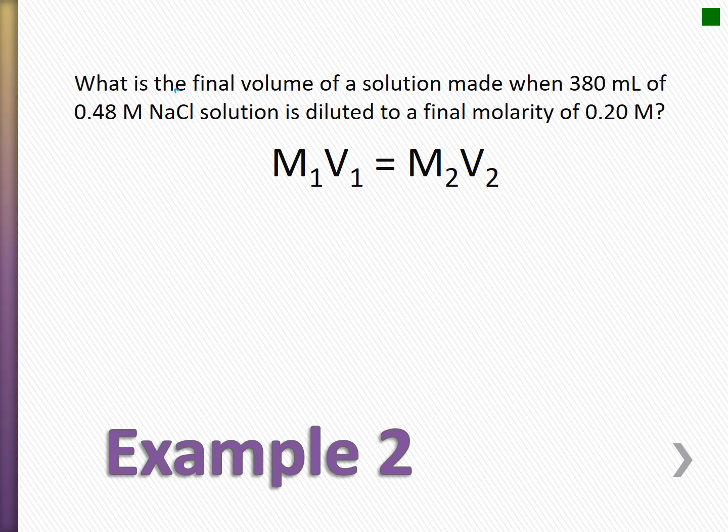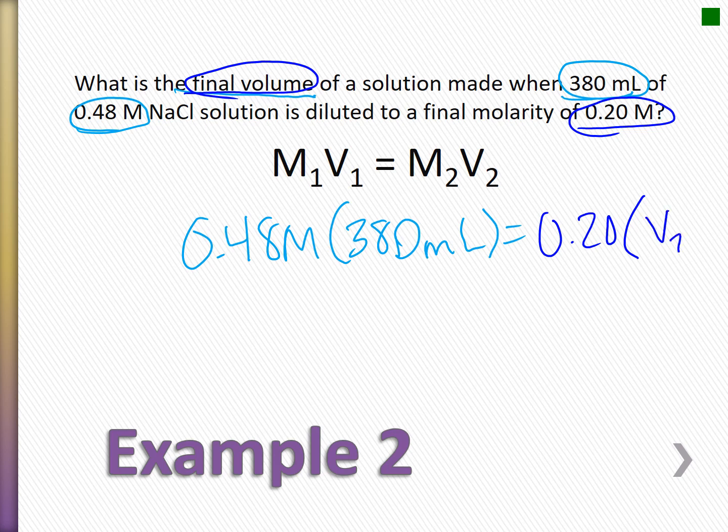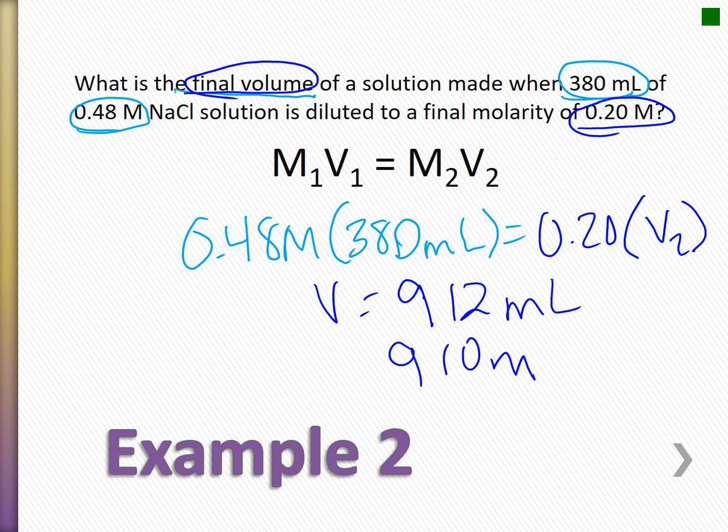All right, what is the final volume of a solution made when 380 milliliters of 0.48 (notice that's possession) is diluted to a final molarity of 0.2 molar? So I'm trying to find the final volume of that 0.2. I'm going to partner my 380 and my 0.48. So it's going to be 0.48 molar times my volume of 380 milliliters, that equals my final molarity of 0.20 molar times my final V. When I solve for V for this one, I get 912 milliliters. Rounded to 2 sig figs, it'd be 910 milliliters.